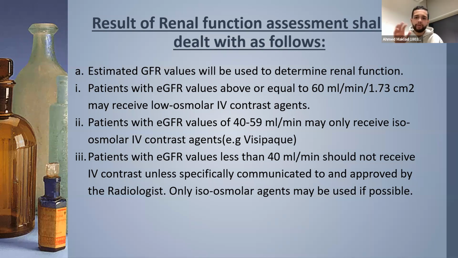And again, everything has to be approved by a radiologist. And we only use isoosmolar agents. So low osmolar agents are used in normal patients. Once you hit this 60 GFR mark, you start using isoosmolar. All right. Is this point clear?